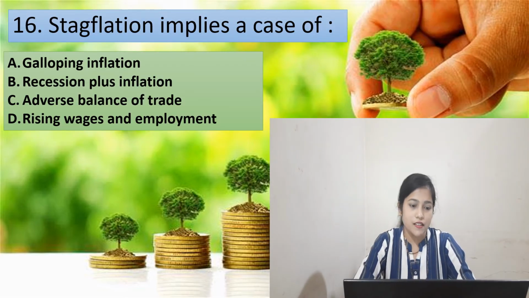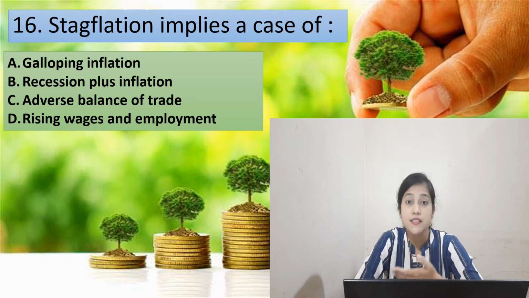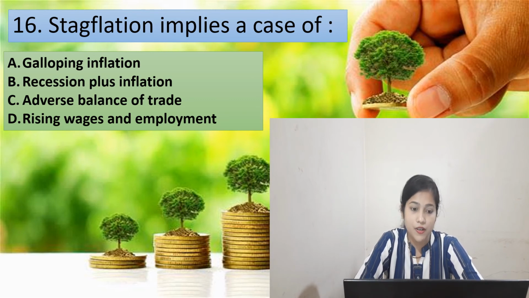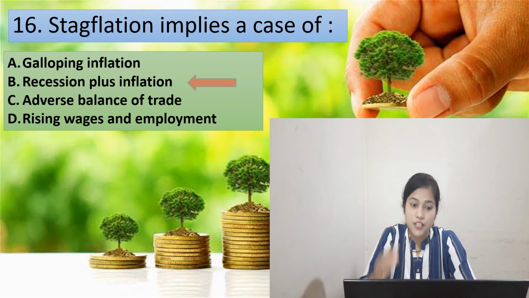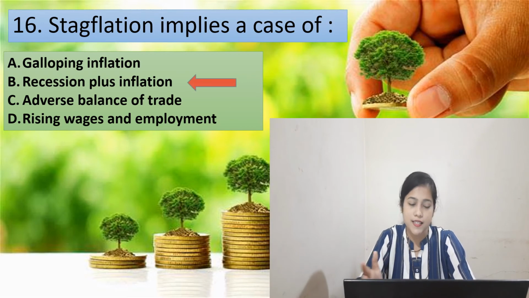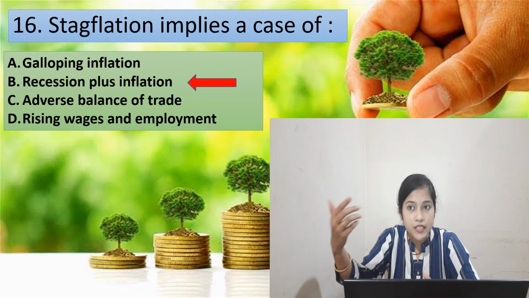So the question here is: stagflation implies a case of first option galloping inflation, second recession plus inflation, third adverse balance of trade, and fourth one, rising wages and employment. Well, let me tell you the answer. The answer will be option B, recession plus inflation. Why? See, majorly what happens in case of stagflation? Stagflation is a condition of inflation coupled with recession.